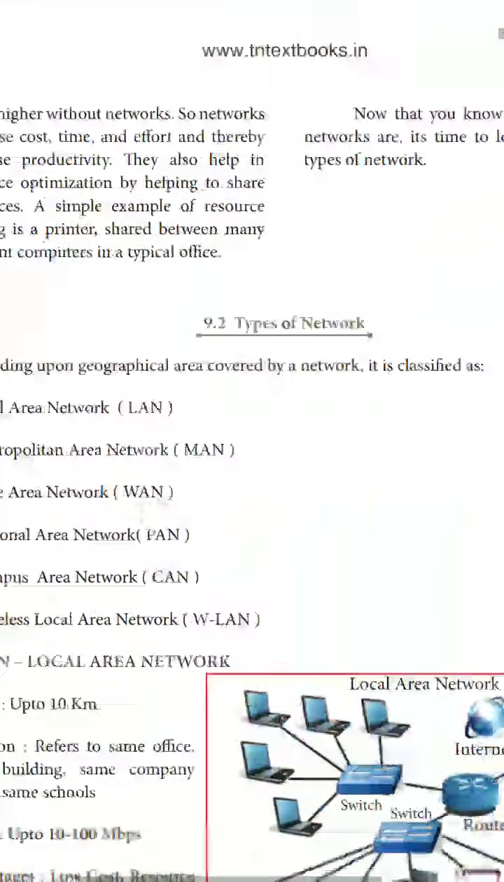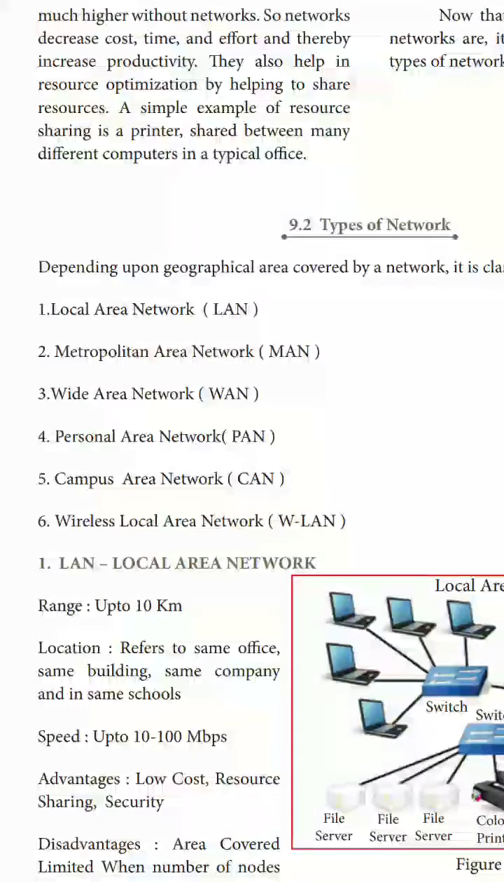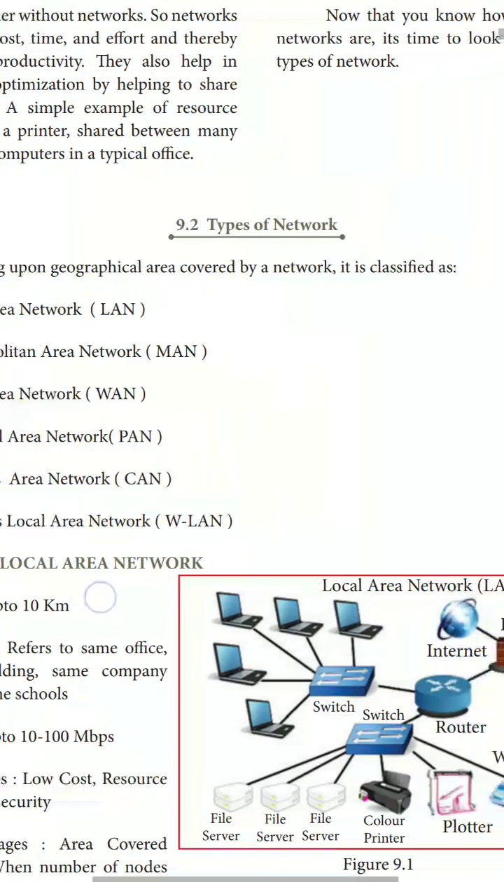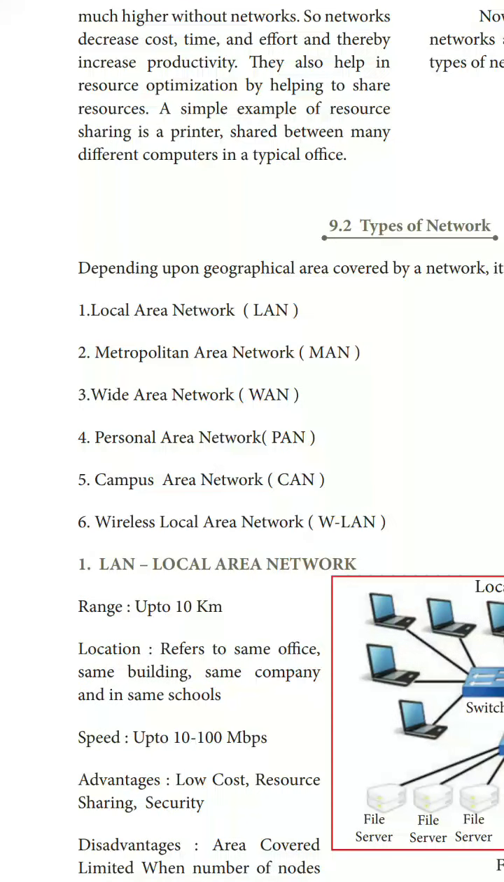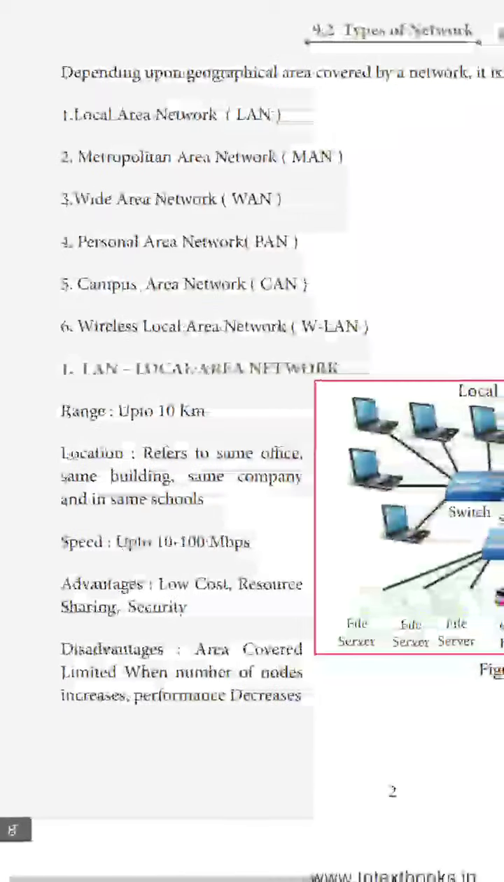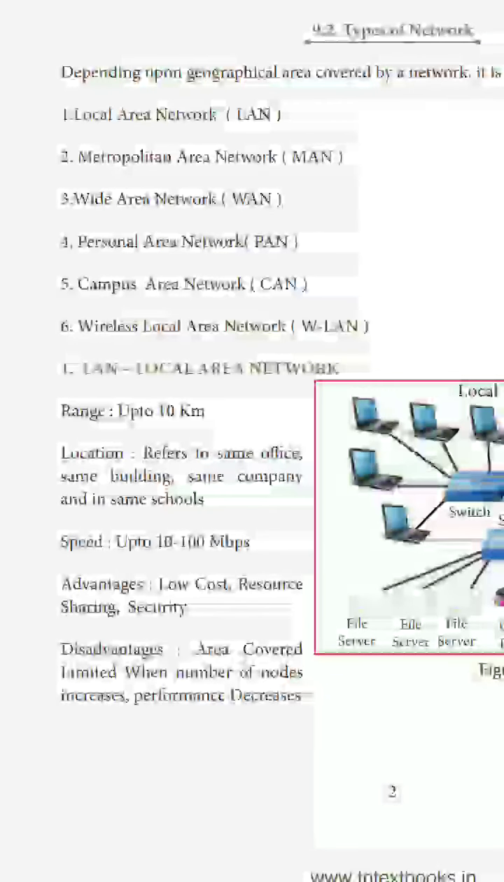So now that you know how beneficial networks are, it's time to look at the different types of network. Depending on the geographical area covered by the network, it is classified as a local area network, metropolitan area network, wide area network, personal area network, campus area network, and wireless local area network. So first of all, we'll see the local area network.